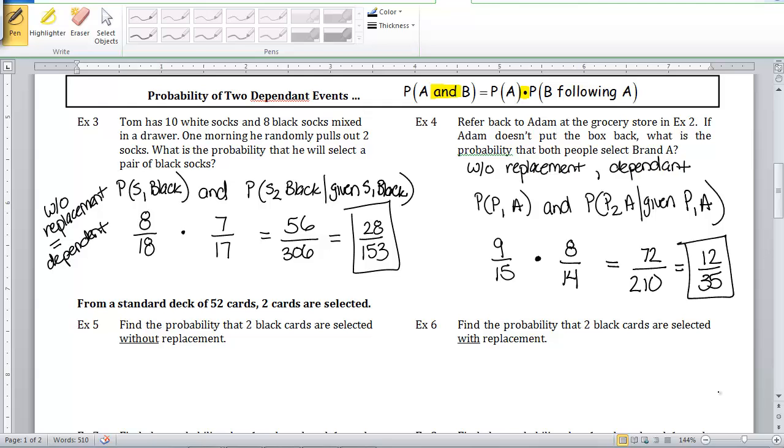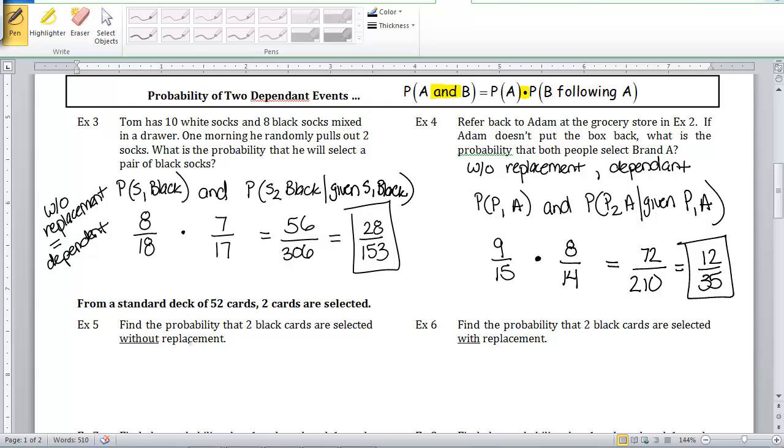In example 4, again, we were not replacing, so that made it dependent. So the probability that person 1 takes brand A is still 9 out of 15. There are 9 brand A's to begin with and 15 total. But the probability that person 2 takes brand A, given the fact that person 1 already took one box, means now there's only 8 of brand A left, and there's only 14 total left. So multiplying the 9 times 8 gives me 72, and the 15 times 14 is 210, and that simplifies to 12 out of 35. Please now pause the video and complete examples 5 and 6.